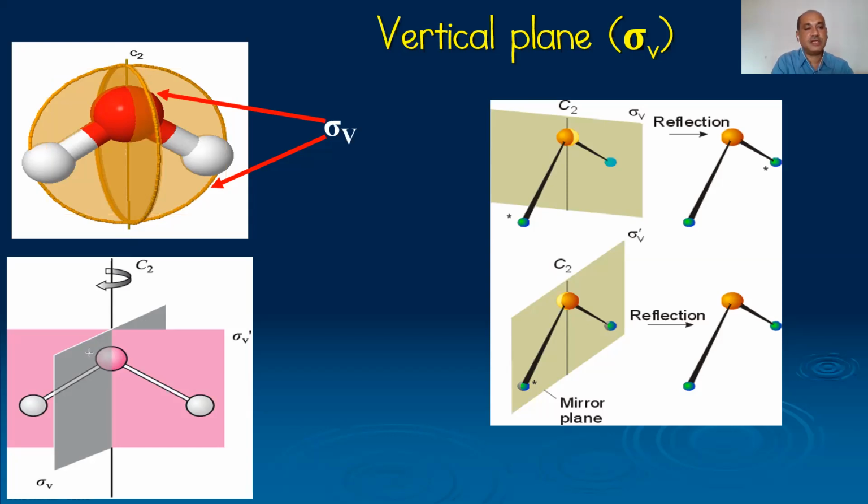Look at this very clear structure, which will give you an idea about where the sigma V planes are present. This is the first sigma V, which divides the molecule into two parts, and both parts are mirror images of each other. And the pink plane cuts the molecule in such a way that both parts are mirror images of each other. So this is the second sigma V. So the water molecule, which has a bent structure, consists of 2 sigma V planes. So clear? Now next.